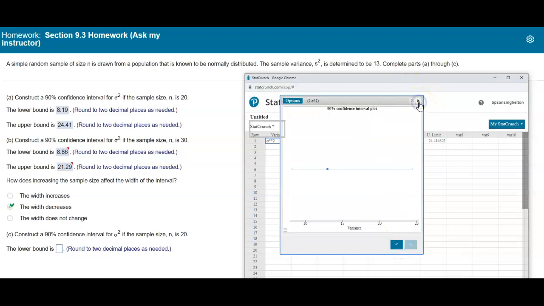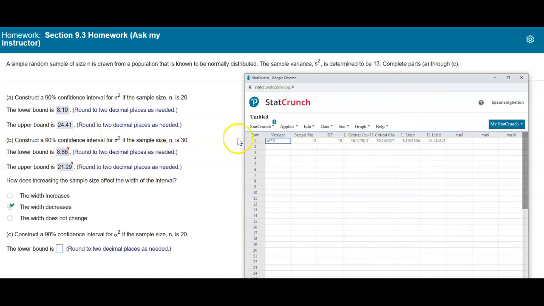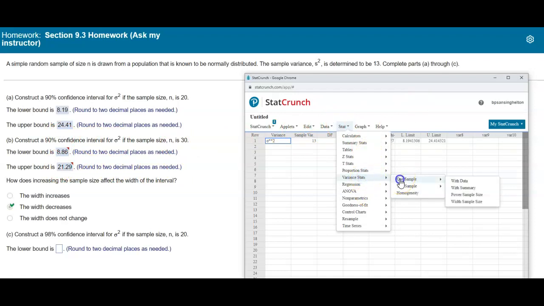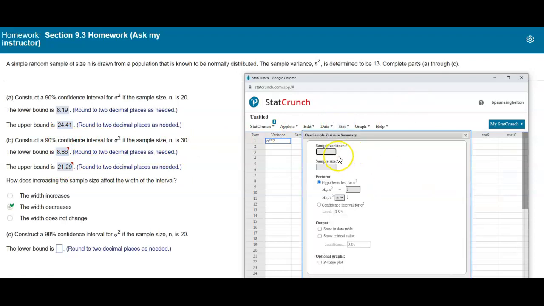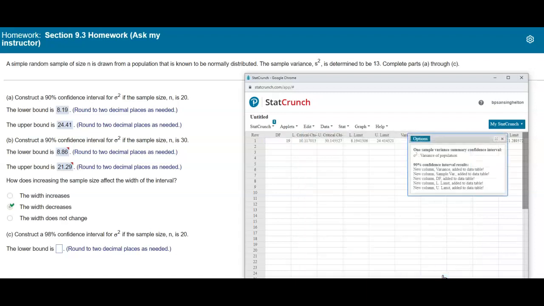So now let's go ahead and redo it with a sample size of 30. So again, Variance, One Sample with Summary, 13, 30, same confidence interval. And we don't really need the picture this time. And actually, we don't need the critical value either. So compute.